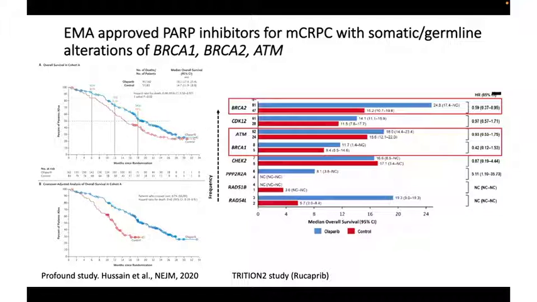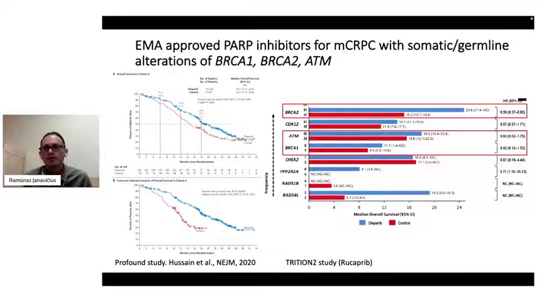Recently, the European Medicines Agency approved PARP inhibitors for metastatic castration-resistant prostate cancer with germline or somatic mutations in BRCA1, BRCA2, or ATM genes, and this approval came from a profound study where significant overall survival was demonstrated in those patients receiving olaparib, and the most significant effect was for the BRCA2 gene, as well as ATM and BRCA1.